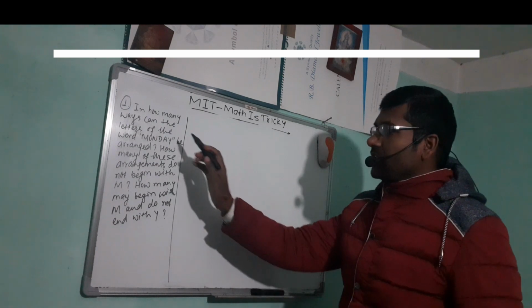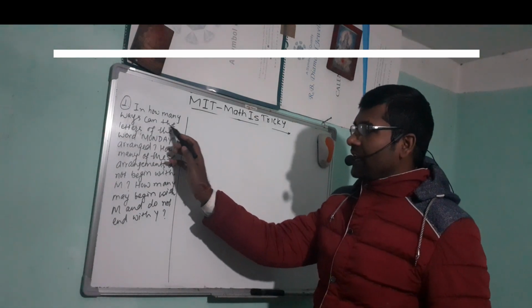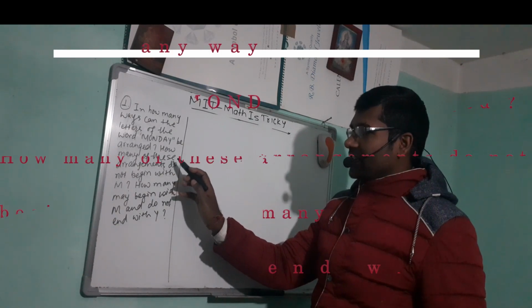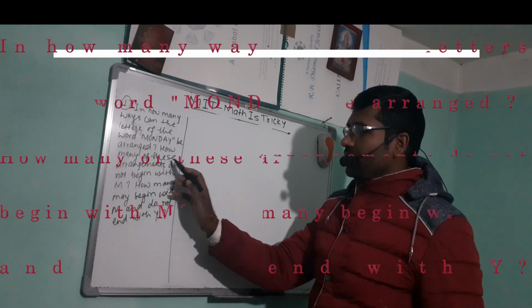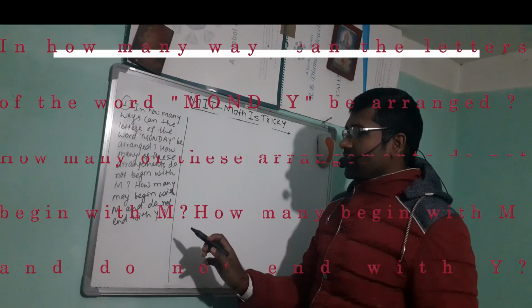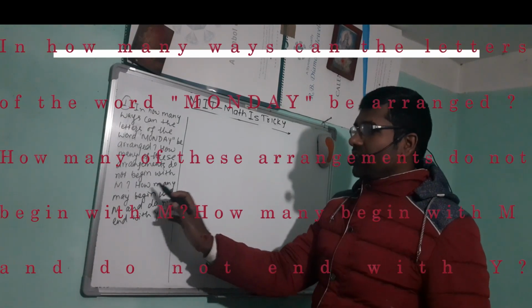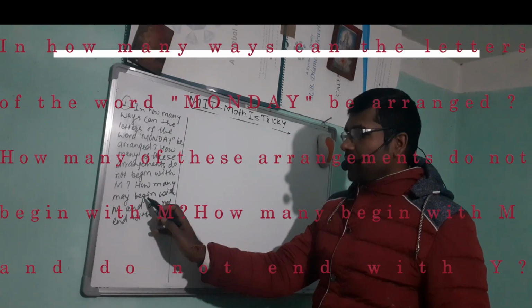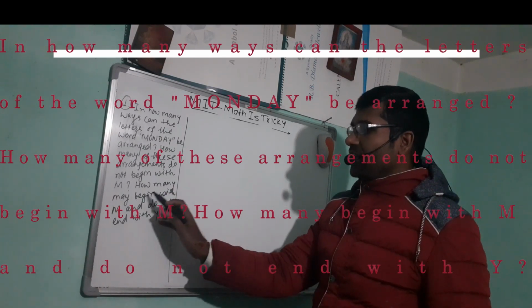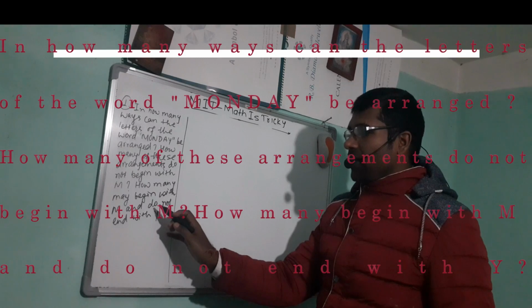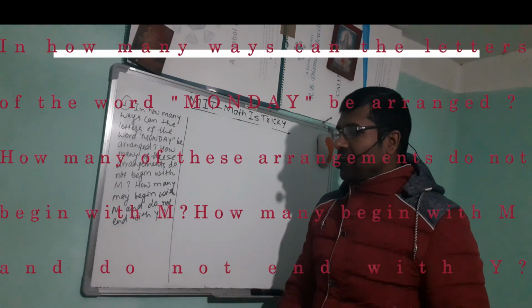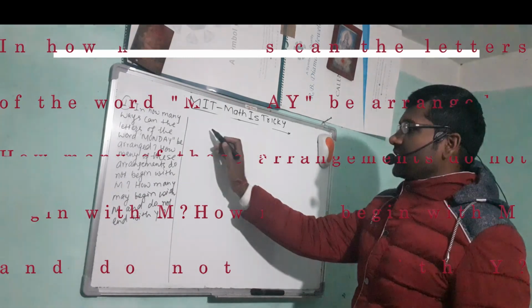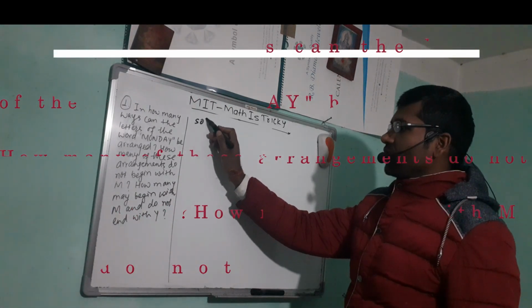The question is, in how many ways can the letters of the word Monday be arranged? How many of these arrangements do not begin with M? How many begin with M and do not end with Y? This is the problem. Let's see the solution.